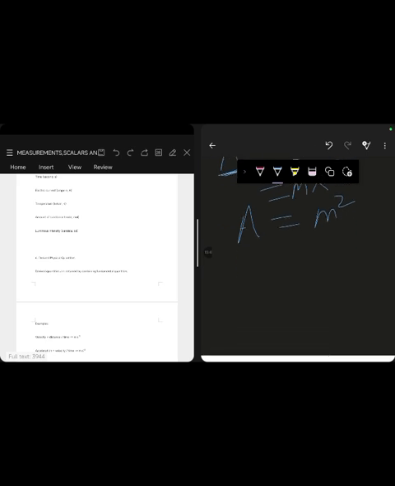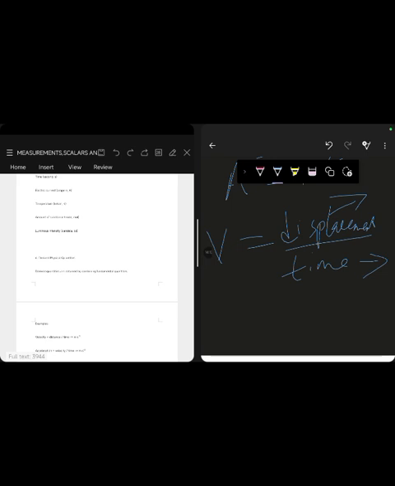Another example is your velocity. Velocity is the rate of change of displacement with time. That means how fast are you going, right? So velocity in itself is not a fundamental quantity. Instead, it depends on two other quantities. That means how much distance are you covering per unit time?